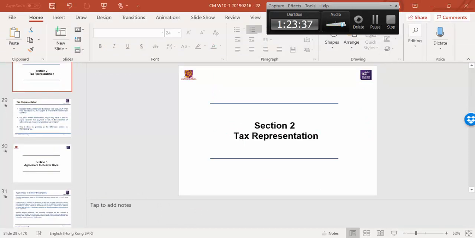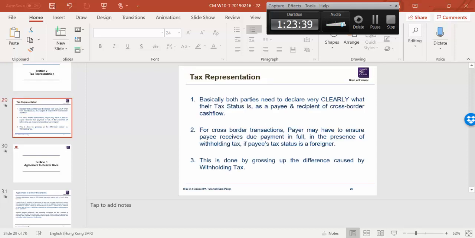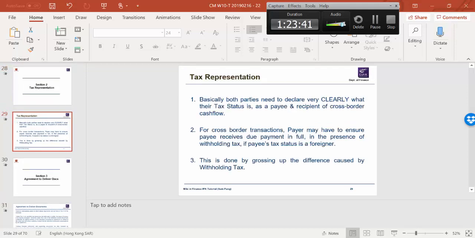Section 2, not really important. Tax representation. It just tells you that you are obliged to tell the other party what kind of tax status you have. You have to state that very clearly in case there are cross-border tax problems.